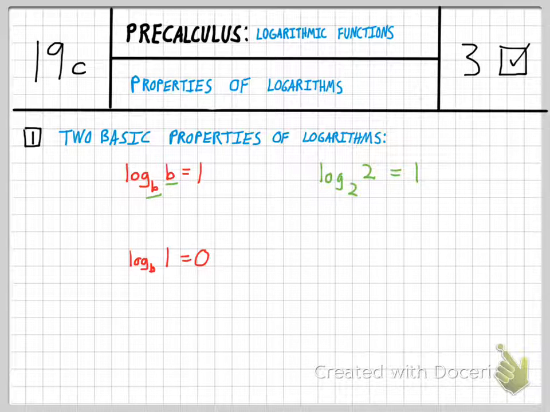Okay, similarly, if you have log base b of 1, the answer will always be 0, no matter what your base is. I'll pick base 11. If you want to raise 11 to a power and get an answer of 1, it's going to be the 0 power. So a good way to think about this one: b to the 0 power equals 1. When you see either of those versions, those are quick, easy problems you should be able to figure out.